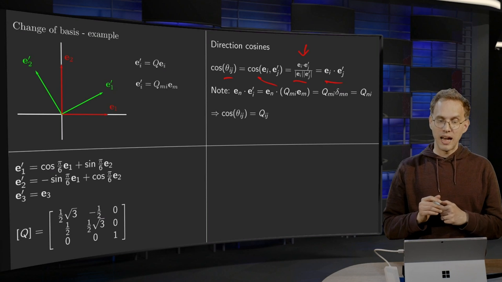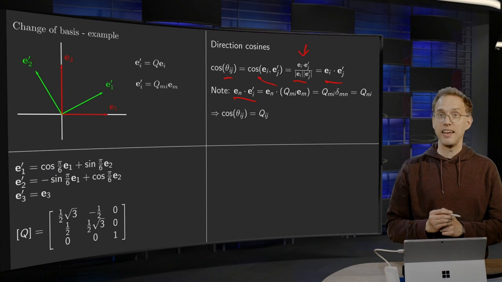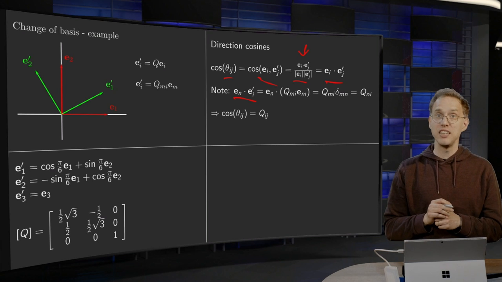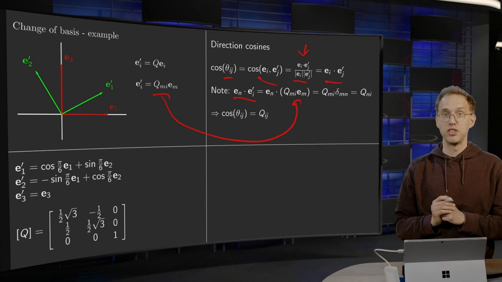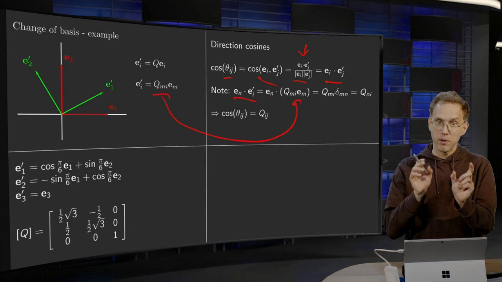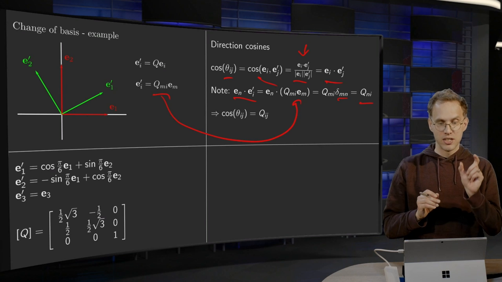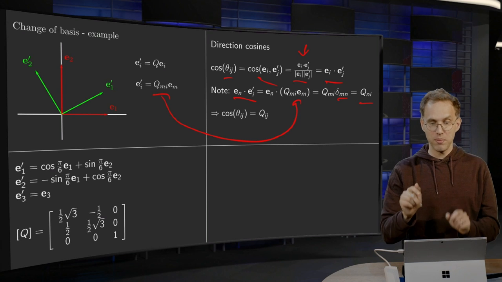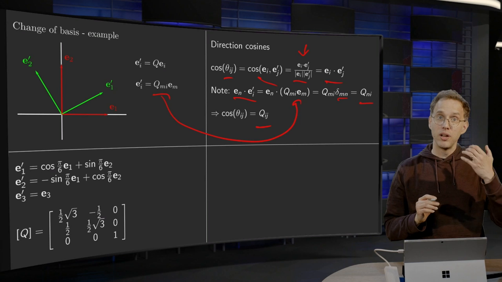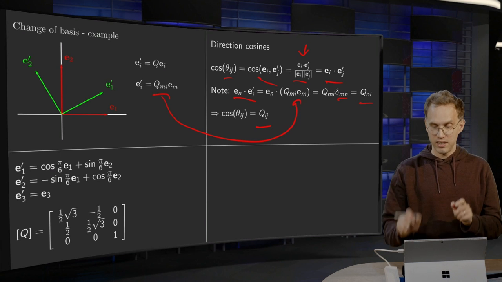So you get e_i inner product e_j'. Now note that if we compute e_n inner product e_i', so we fiddle a bit with the indices, then we can nicely use the formula for e_i', which is Q_mi e_m. Then the inner product e_n inner product e_m gives me a delta_mn. So Q_mi times delta_mn gives me Q_ni. So e_n inner product e_i' gives me Q_ni. So e_i inner product e_j' will give me Q_ij. So the Q_ij are the direction cosines between e_i and e_j'.